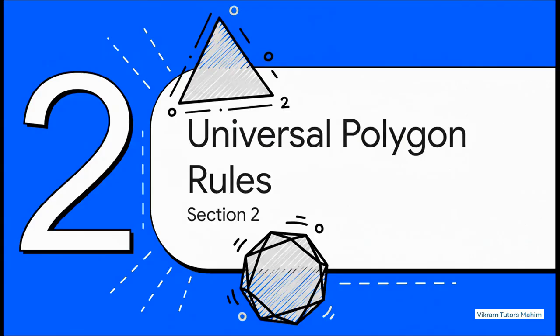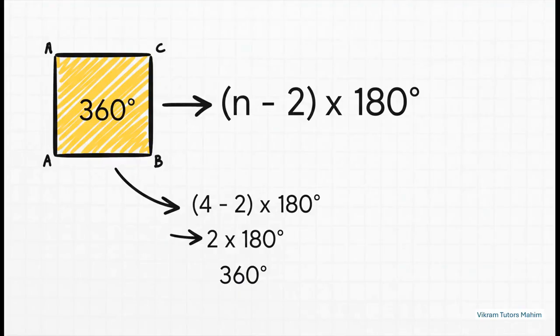Okay, now this is where it gets really powerful. Because it doesn't matter if you have a simple little triangle or some crazy 20-sided shape, all polygons follow a couple of universal rules. This formula right here, this is the master key. If you know n, the number of sides, you can figure out the sum of all its inside angles. Come on, let's try it with a square.